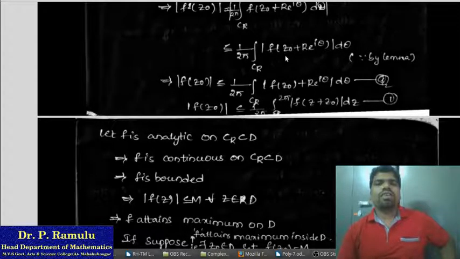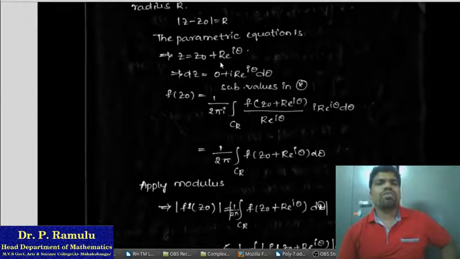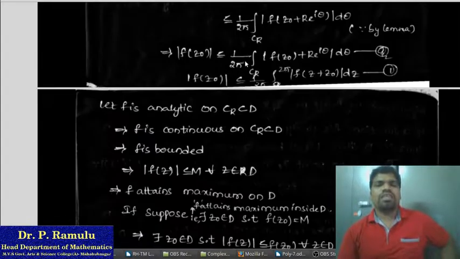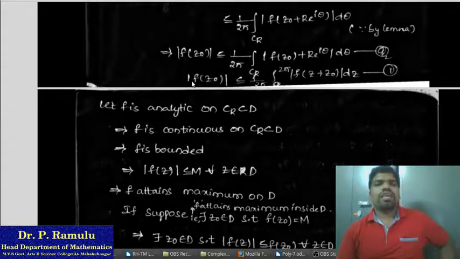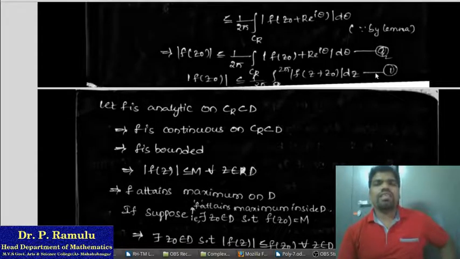What we know is that z equals z0 plus r e power i theta. If I substitute here, we get f(z0) as integration 1 by 2 pi from 0 to 2 pi of f(z) dz. We can write this as 2 pi |f(z0)| is less than or equal to the integral from 0 to 2 pi of |f(z)| dz. Let this be equation 1.